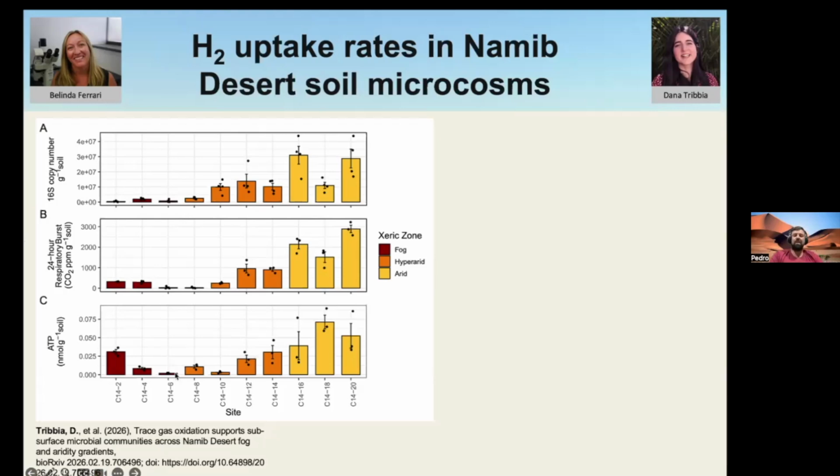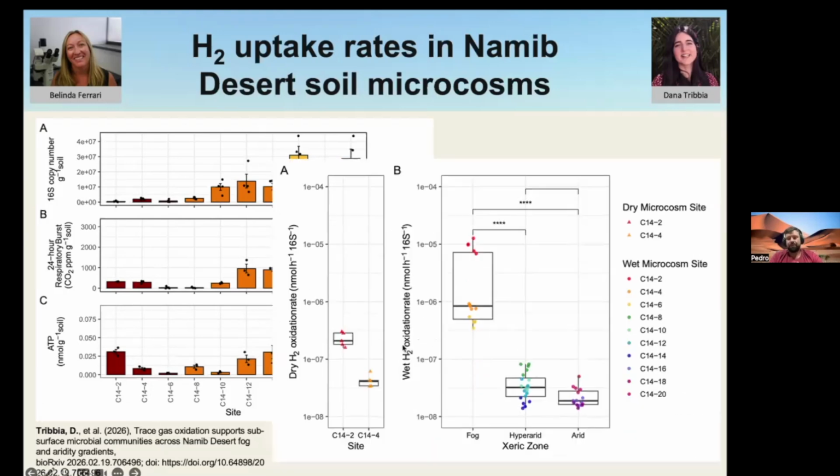Interestingly enough, I want to point out that these two first points in the transect that she sampled, C14.2 and C14.4, which is 20 and 40 kilometers from the coast respectively, those two actually had levels of ATP that were bigger or comparable to the ones you find in the middle of the transect, which for me is quite interesting because you expect them to also be lower than the other points in the transect.